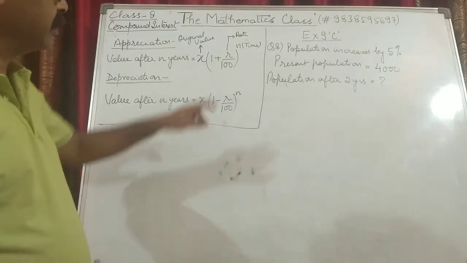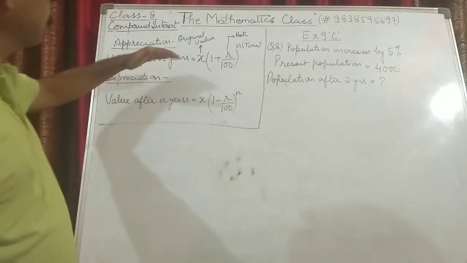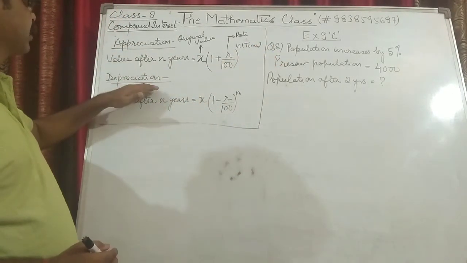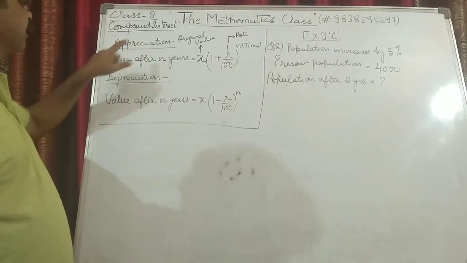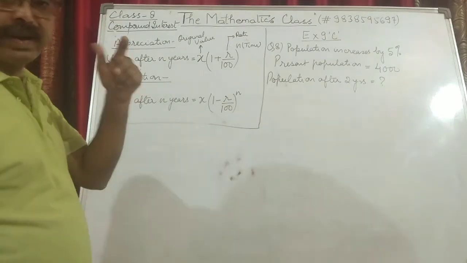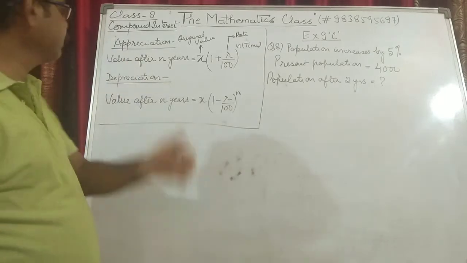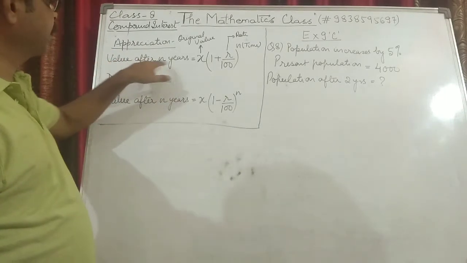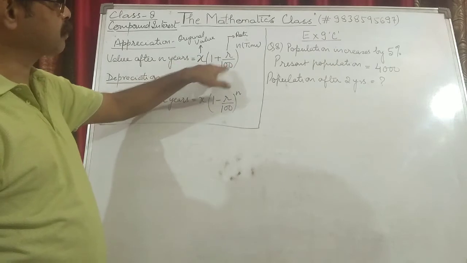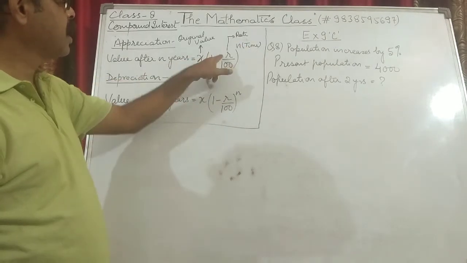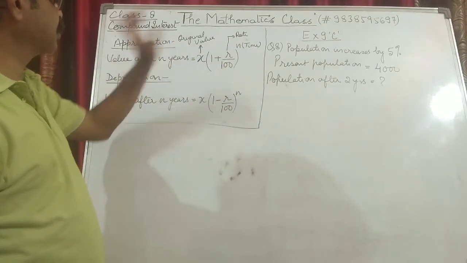Now I have taken the 8th question and I have written both the formulas for appreciation and depreciation. Appreciation is when the value of any article increases with time. It's given by value after n years is X times 1 plus R upon 100 to the power n, where n is time, R is rate, and X is the original value.